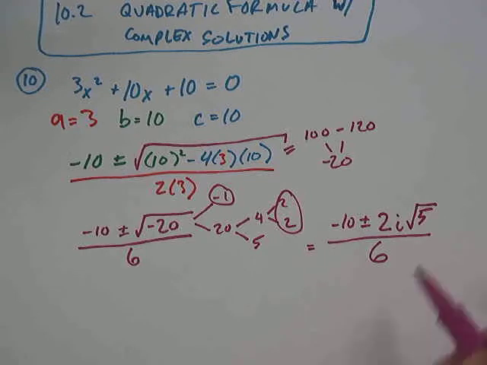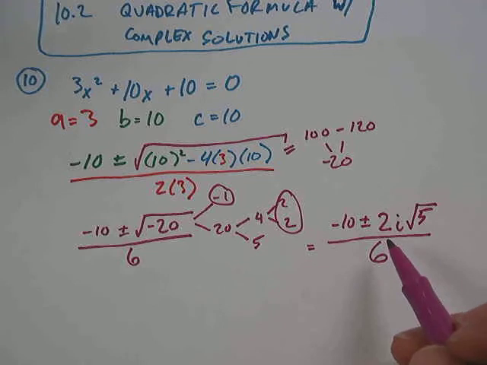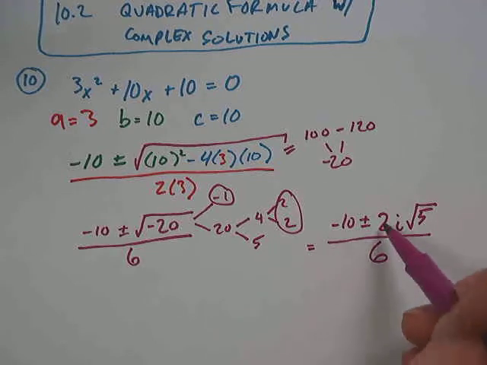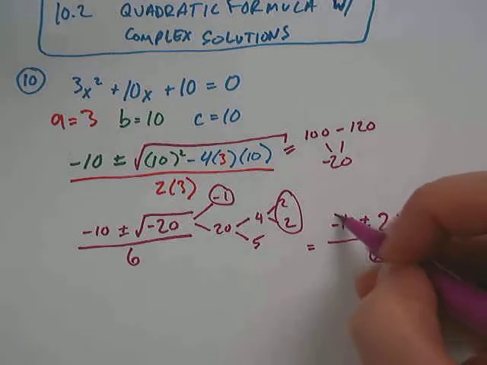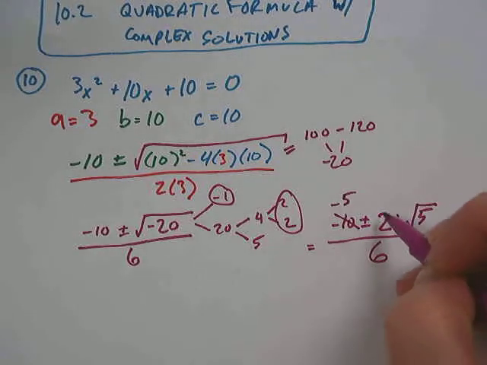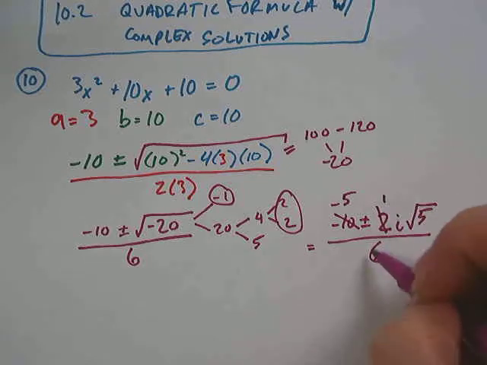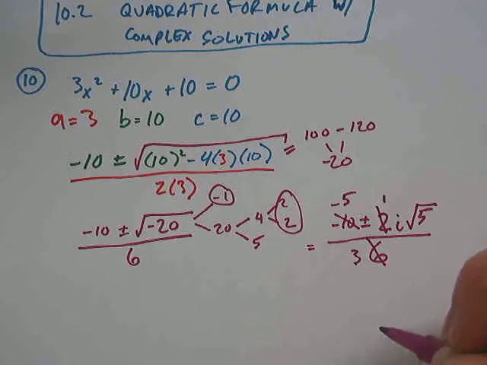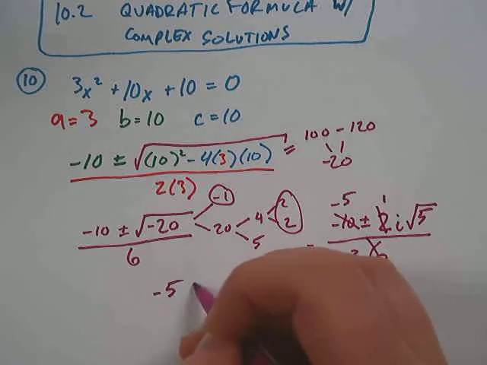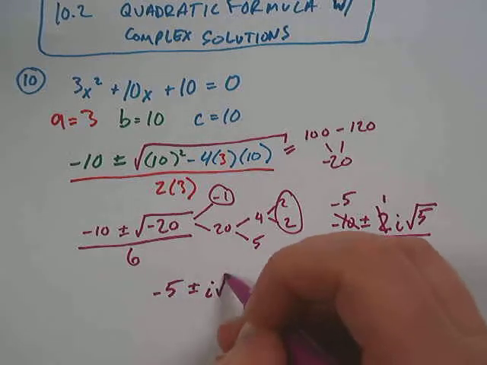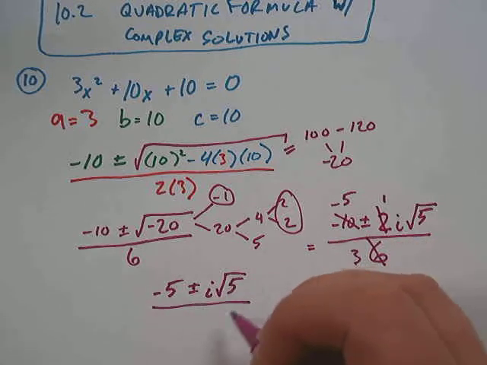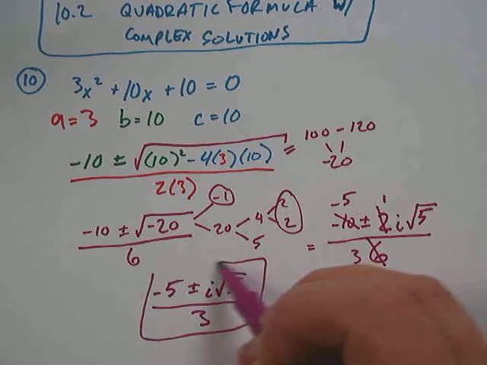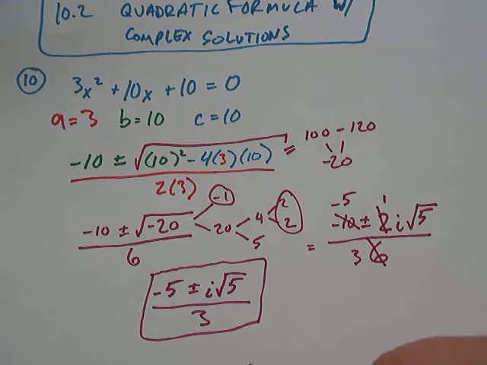Our last step is just to simplify if we can. Just the same way that we would simplify a fraction. So each of these things is divisible by 2. So if we divide this by 2, we get negative 5. Divide this by 2, we get 1. Divide this by 2, we get 3. So the way we're going to finally rewrite our answer is negative 5 plus or minus i root 5, all divided by 3. So that's going to be our final answer for this one, all simplified. So there we go.